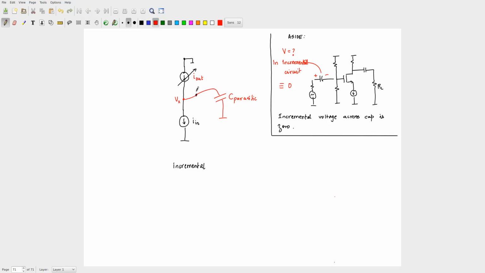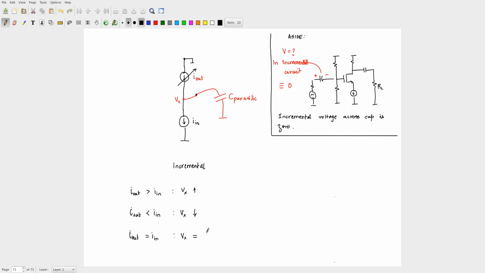Now, we have done this many times: what will happen to Vx if I out is greater than I in? Vx will increase. Remember, these are incremental quantities. What will happen if I out is less than I in? Vx will decrease. Correct? Now, what will happen if I out is equal to I in? What will be Vx?